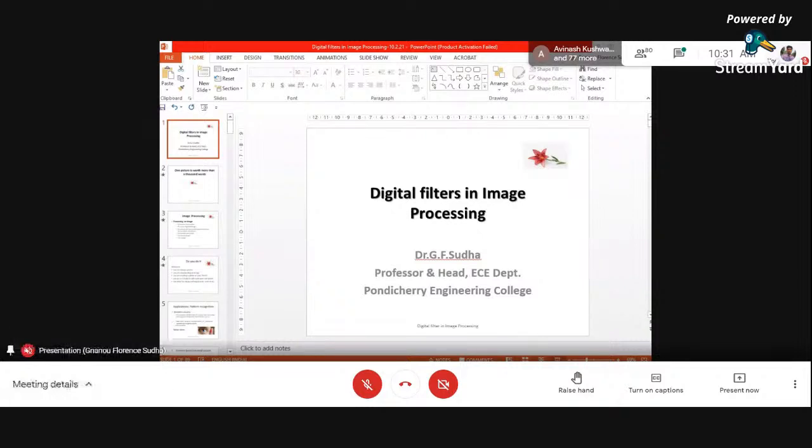So how do we characterize f of x comma y? f of x comma y can be characterized by two components. One component is called illumination. The other component is called reflectance. So what is meant by illumination? Illumination is basically the intensity of light which is falling on the object. The second one is reflectance. Reflectance is how much of the light is reflected by the object.